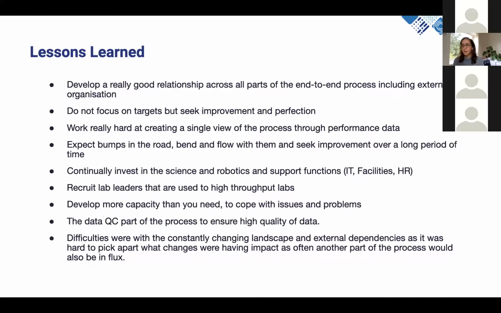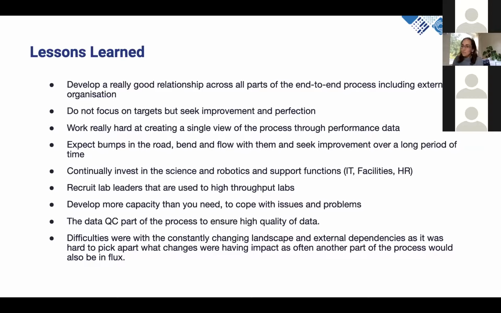Always develop more capacity than you need, so then you can cope with issues and problems. For example, this week we have one reagent that we don't have too much of, but we may have a different type of reagent that can substitute. So we have to create resilience, as I said in the beginning, with the robotics as well. The data QC part, which looks at the end sequencing data, is a really important part of the process, because this is where the data is going to go, and high quality data is paramount.